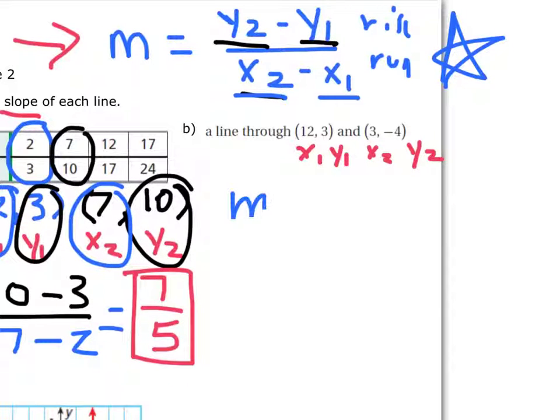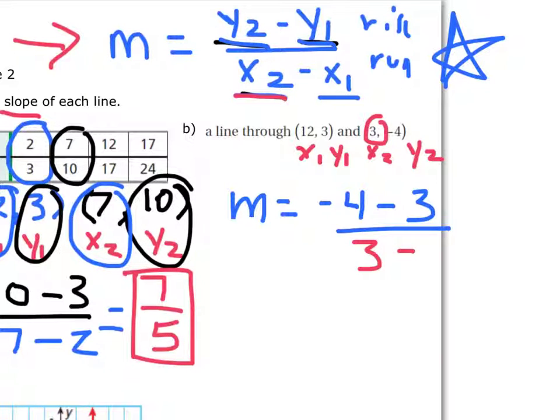So we know slope equals, notice once again I have y2, which is negative 4, minus y1, which is 3, all over, down here I have x2, which is 3, minus x1, which is 12. Now on top, negative 4 minus 3 is negative 7, all over 3 minus 12 is negative 9.